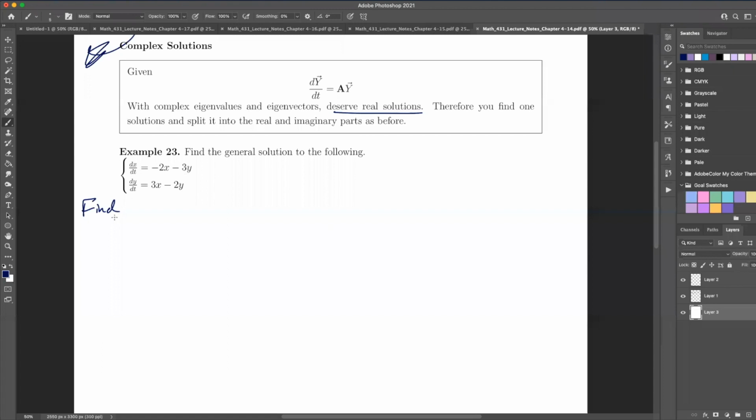Hi. That's me not horsing around. We're actually going to do math. So find lambda.